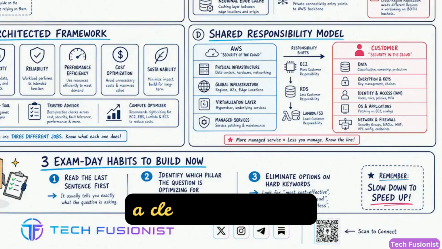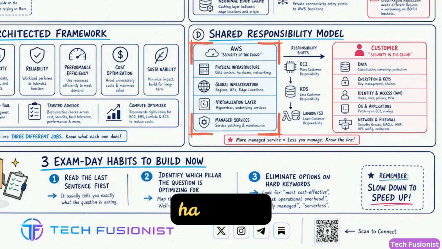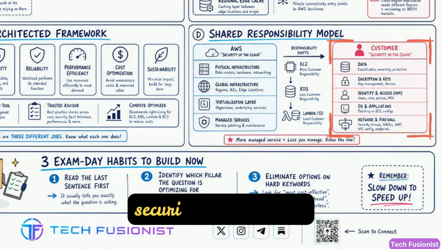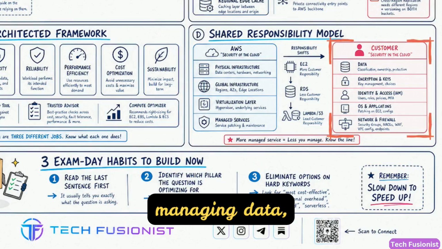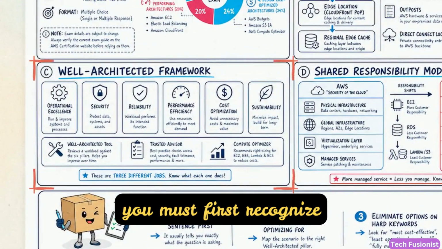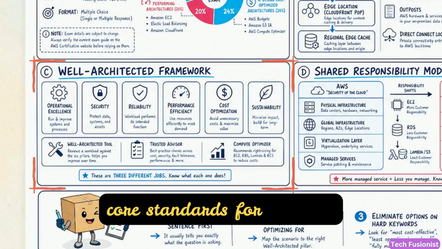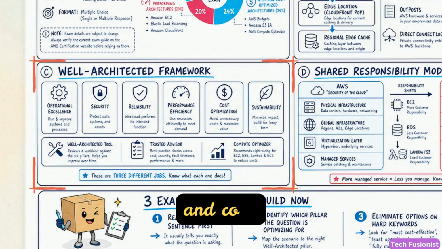This model creates a clear dividing line. AWS is responsible for security of the cloud, maintaining data centers, hardware, and the virtualization layer. The customer is responsible for security in the cloud, managing data, encryption keys, and firewalls. To navigate these responsibilities on exam day, you must first recognize the well-architected pillars shown in Section C, the core standards for security, reliability, and cost.